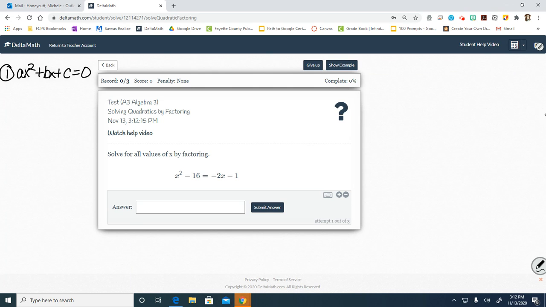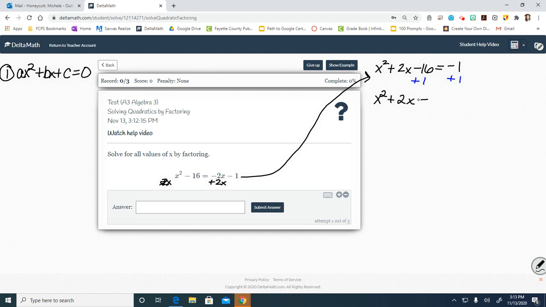I want to move everything over to the right side. So I'm going to add 2x to both sides. And I notice there's no terms that only have an x to the first power, so I'll just have an extra term over here, plus 2x. So then, let's do my work over here. I'm going to have x squared plus 2x minus 16 equals negative 1. Then I still want to make this equal 0, so I'm going to add 1 to both sides, only to the like terms. So now I have x squared plus 2x minus 15 equals 0.